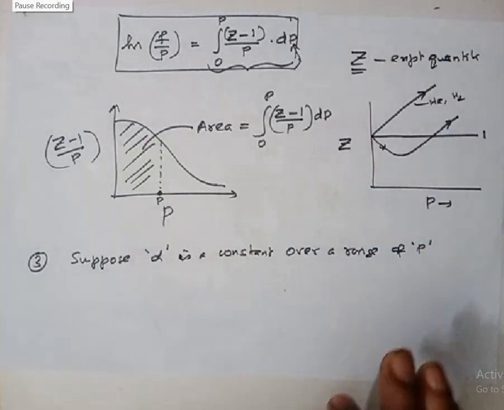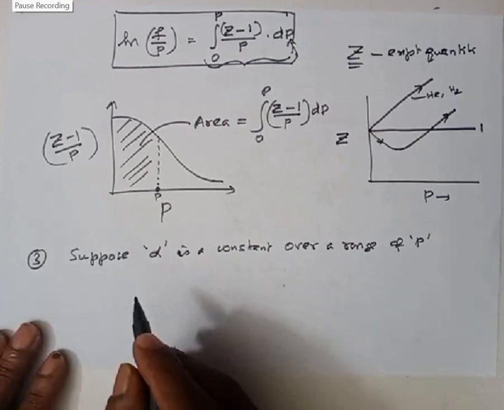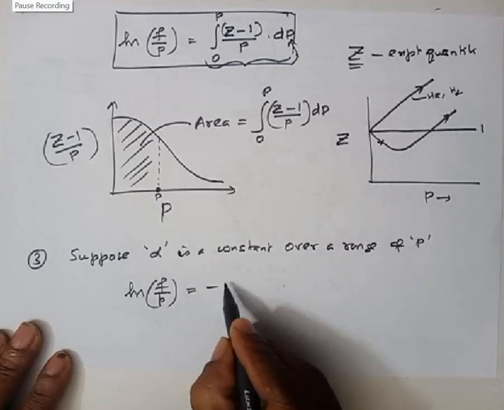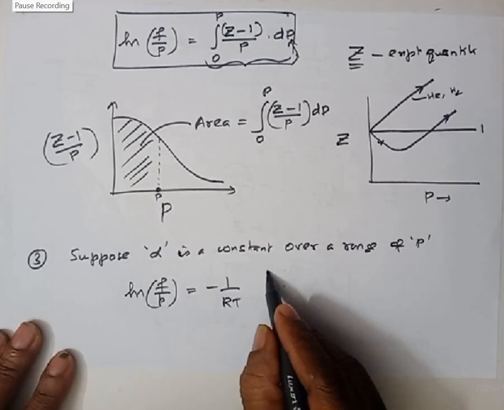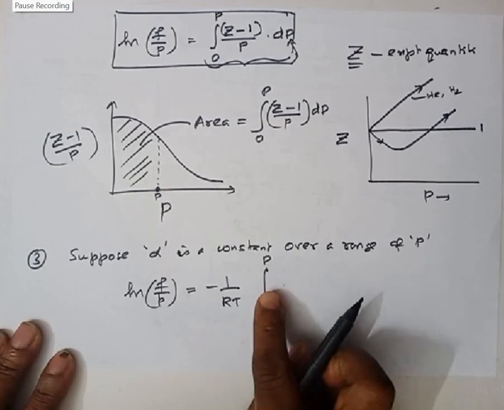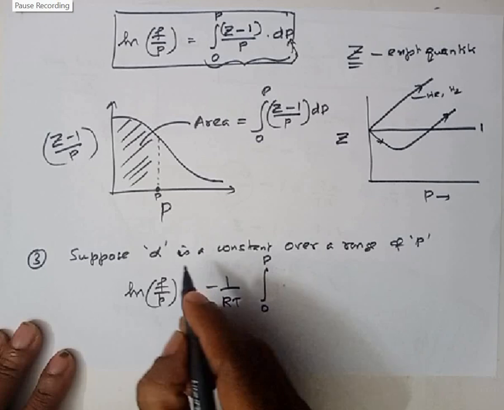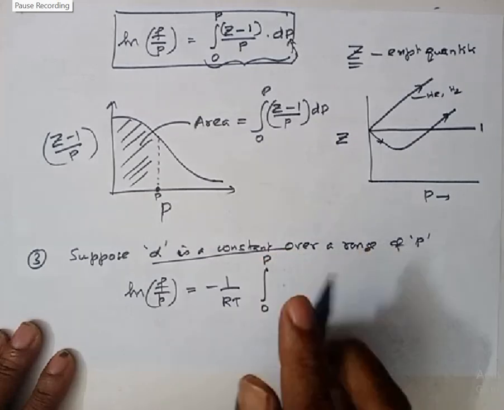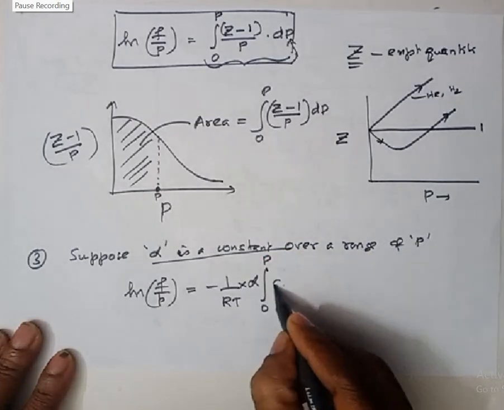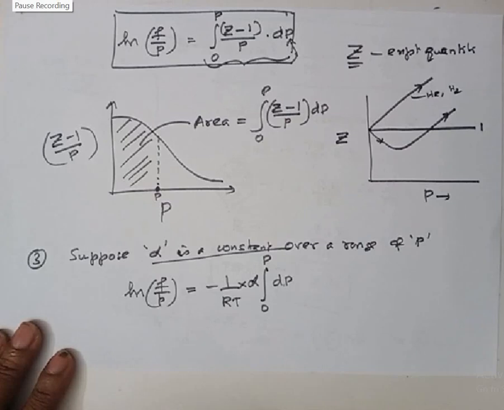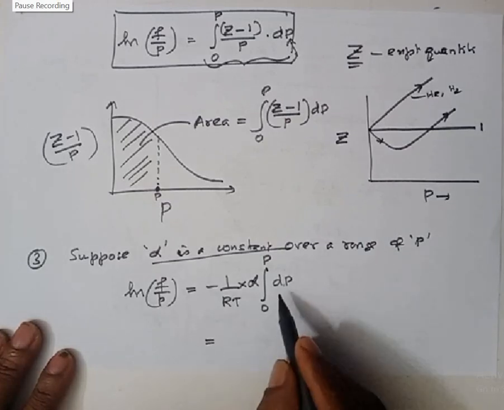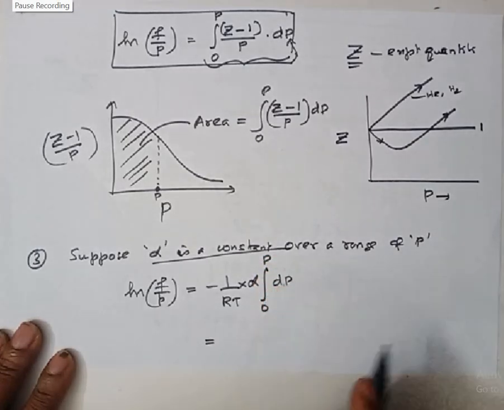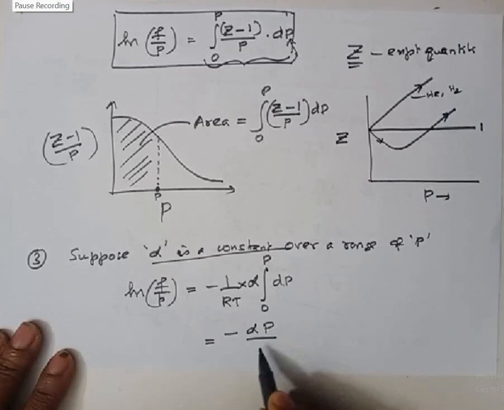In that case, listen, this equation: ln F by P equal to minus 1 by RT, integral 0 to P, alpha into dP. We derived this equation before. But now alpha is a constant up to some pressure. I am taking some pressure, and up to this pressure let us assume alpha is independent of pressure, or constant. Now the integral of dP is P, with upper limit P and lower limit 0, so you will get P. So we get minus alpha into P by RT.